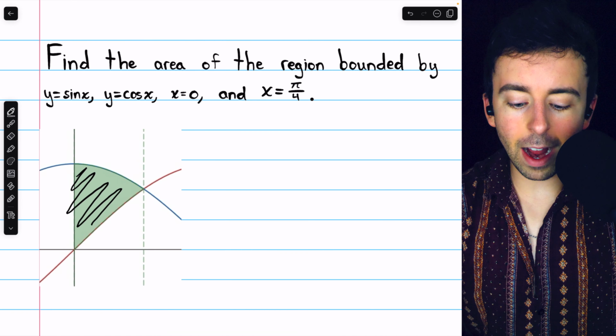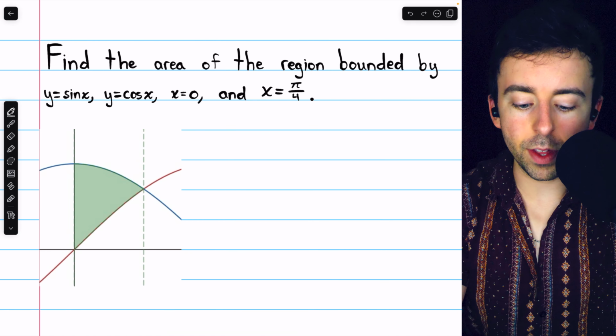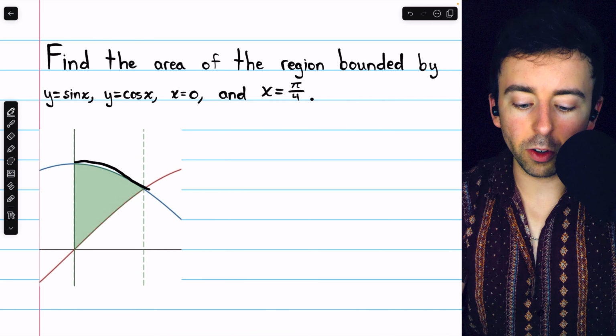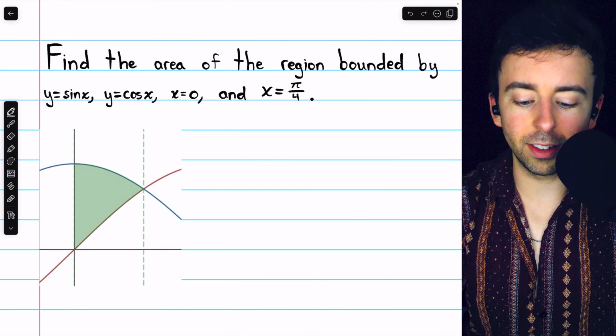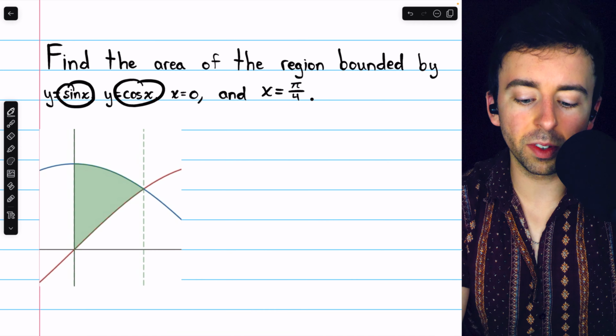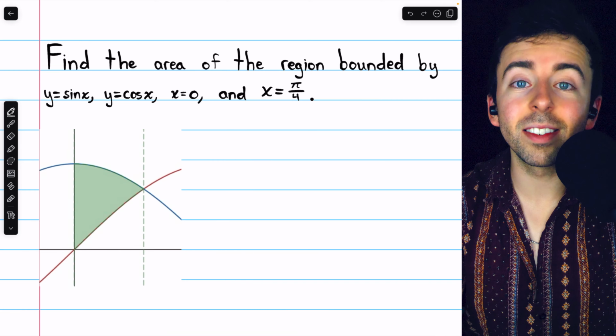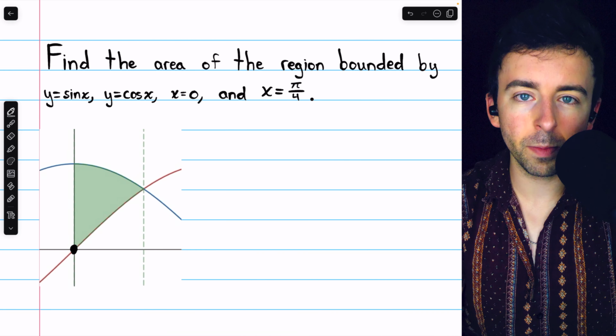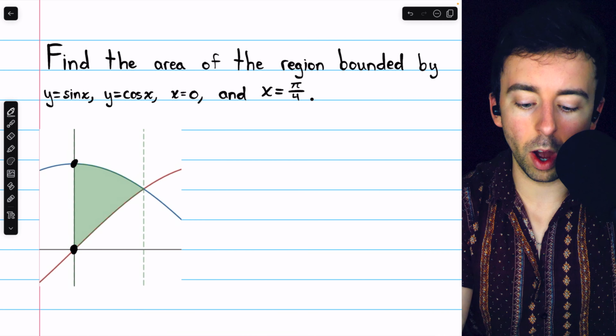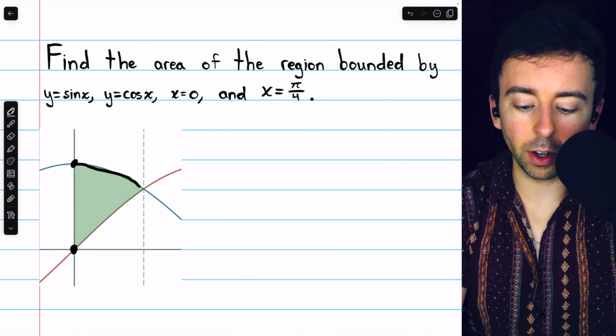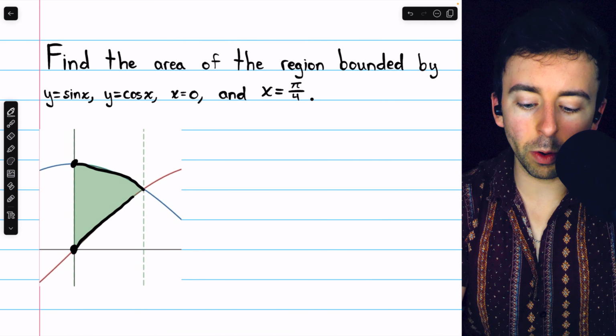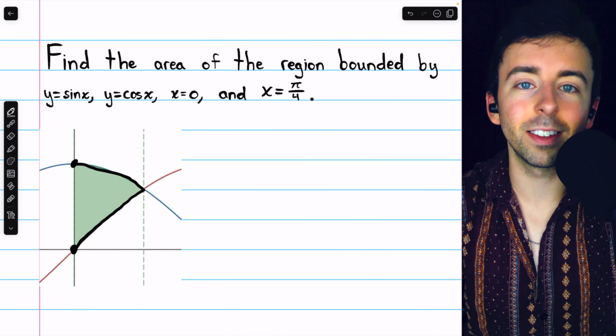Now, to find this area, we need to integrate the upper function minus the lower function from x equals 0 to x equals pi over 4. Which function is upper? Is it sine x or is it cosine x? Hopefully you know that sine of 0 is 0 and cosine of 0 is 1. So certainly this upper function is cosine, and this lower function, which starts at 0, is sine.